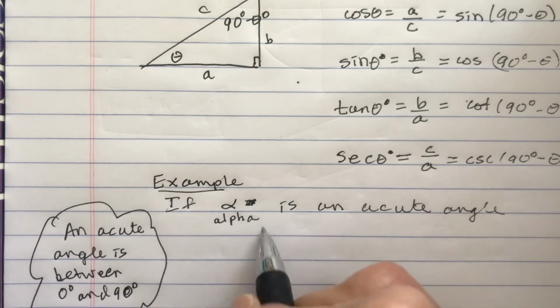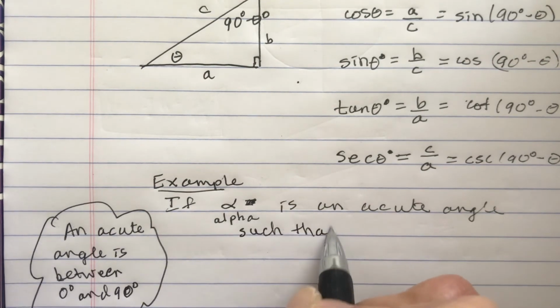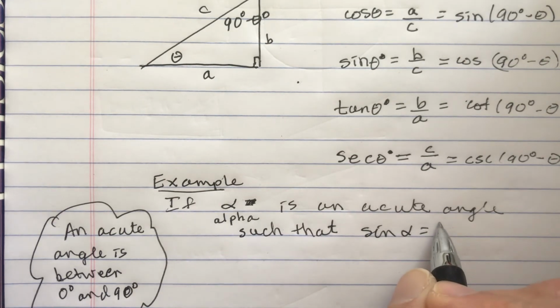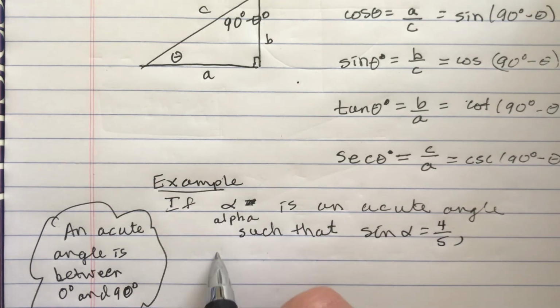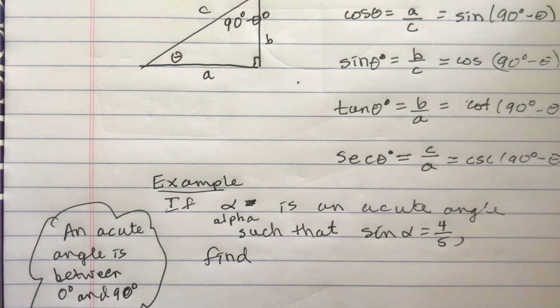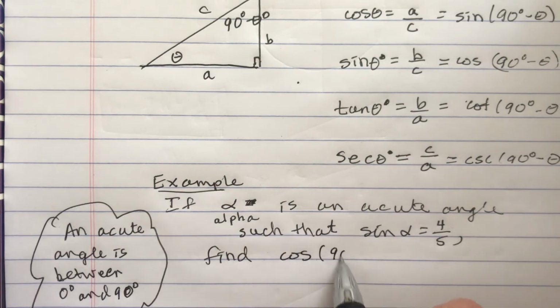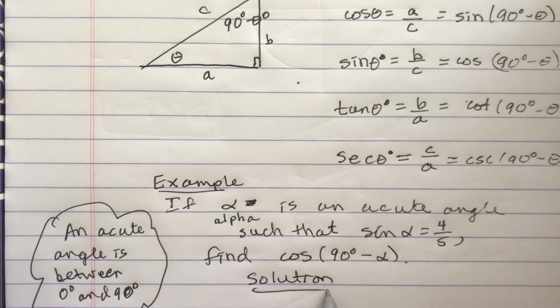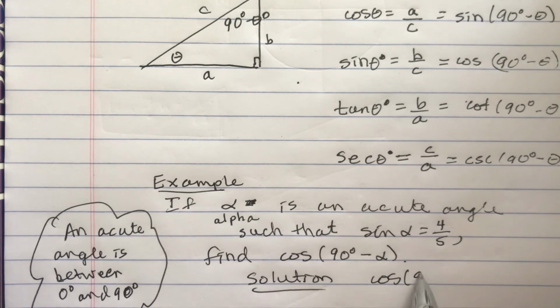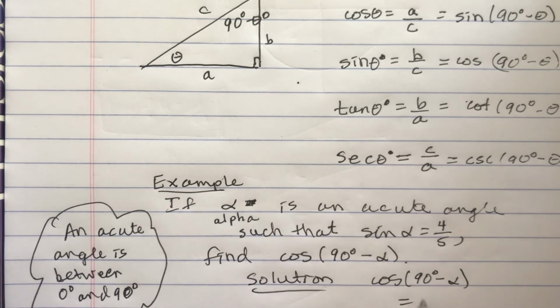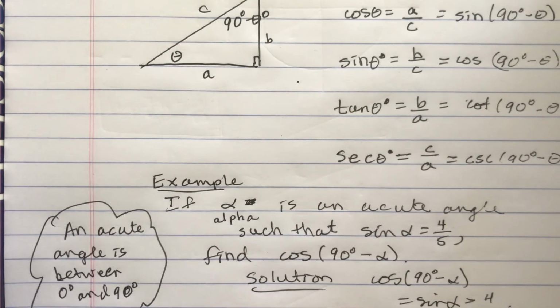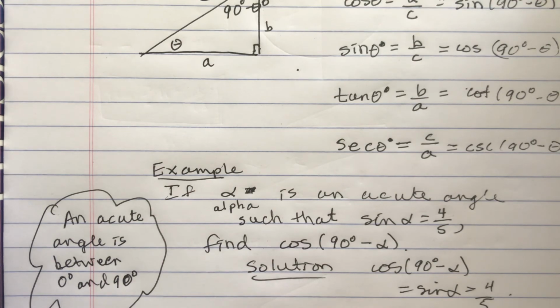Okay, if alpha is an acute angle such that sine of alpha is equal to 4/5, find cosine of 90 degrees minus alpha. So there's really not much to it. Maybe I need a better example. Cosine of 90 degrees minus alpha is equal to sine alpha, so that's also equal to 4/5. So, yeah, that's not much there, really.